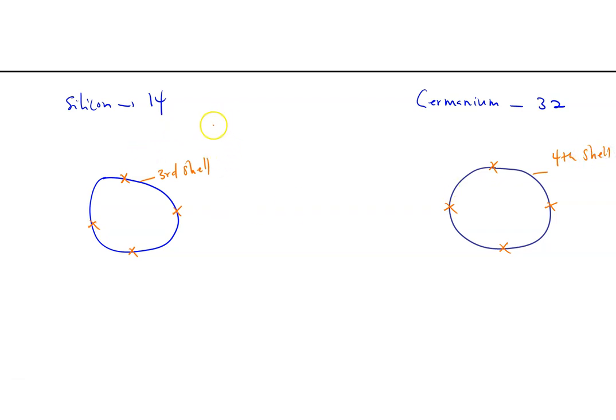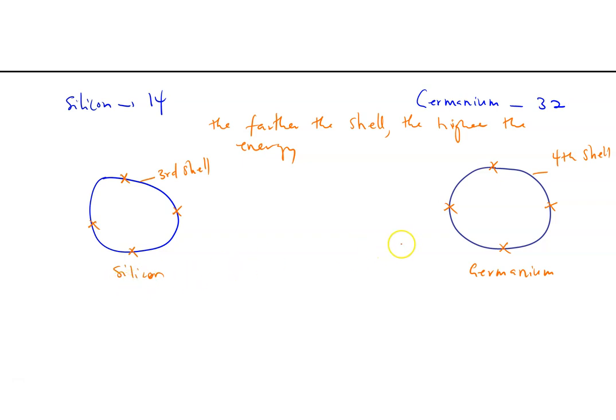But we made a claim that the further the shell, the higher the energy, right? So in that case, let me write this as the germanium and silicon. We can say that the germanium is unstable compared to the silicon. So germanium is unstable. Why are we saying that? It's unstable compared to silicon. Why are we saying it's unstable?